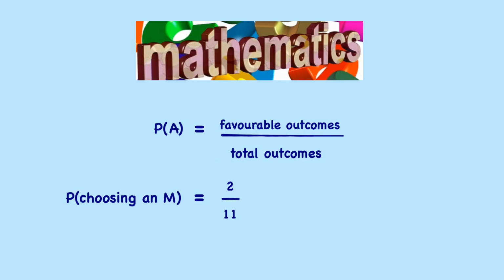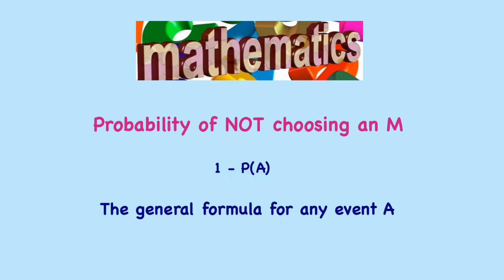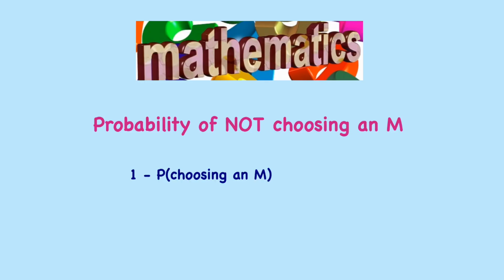However, if I was to ask what is the probability of not choosing an M, so it would be all the letters apart from M. Don't forget you can use your general formula, which is 1 minus probability of event, which in this case is the probability of choosing an M, which will be 1 minus, so probability of choosing an M was 2 over 11, therefore the probability of not choosing an M will be 1 minus 2 over 11, which is 9/11ths.